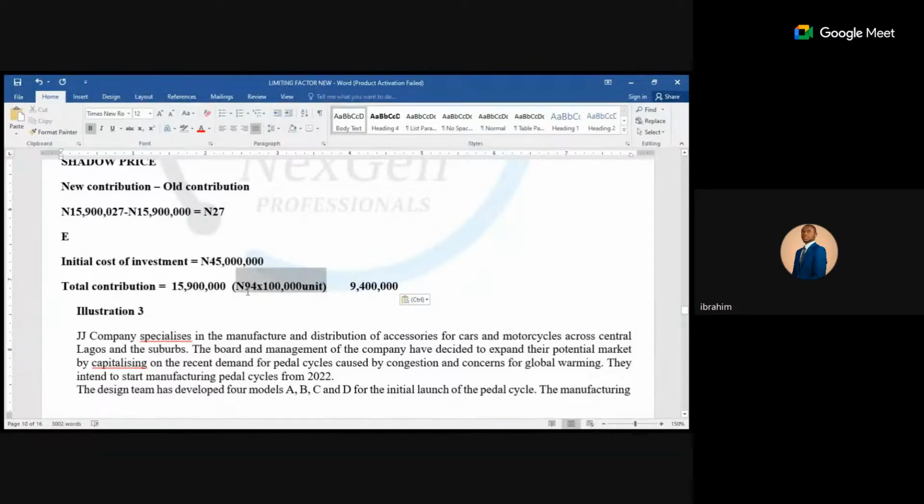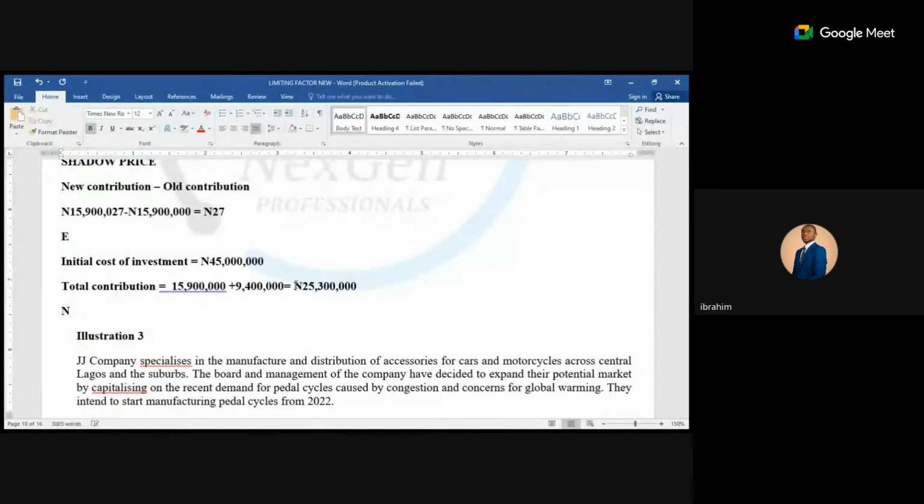What do we have when you add the total contribution? 25,300,000. 25 million, 300,000. The number of years is equal to 2 years.